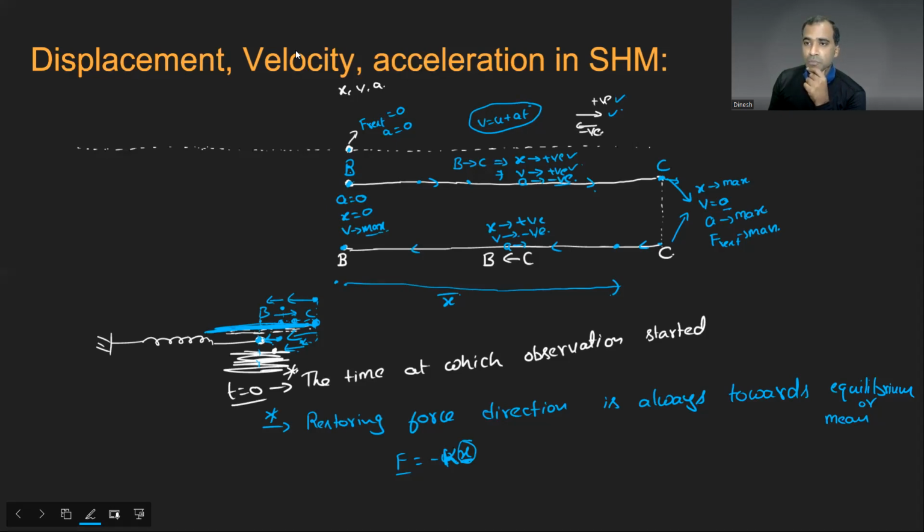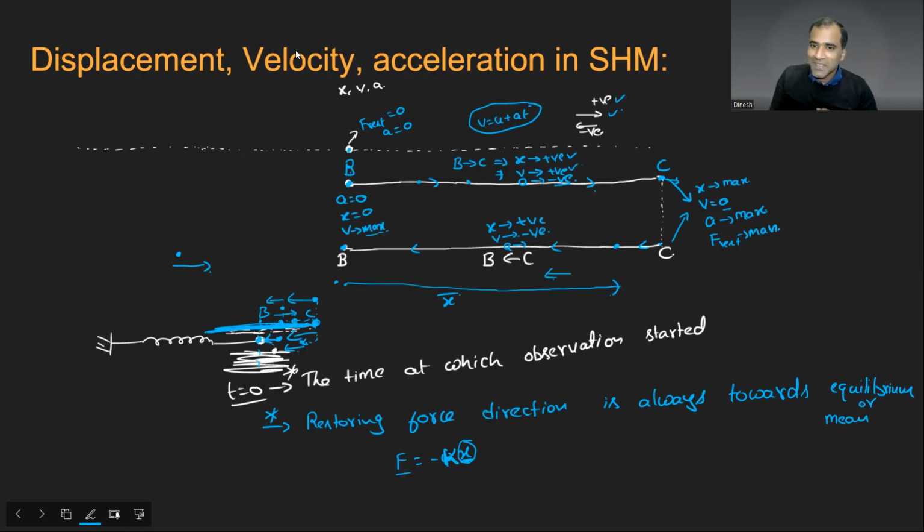Restoring force always tries to pull the particle or object to the equilibrium position. The force is acting towards the equilibrium. So on the right side of equilibrium, the force is trying to pull it towards the equilibrium, which means towards the left. When the particle is on the left-hand side, the force also acts towards the equilibrium. Restoring force direction is always towards the equilibrium, whether it is on the right side or the left side.